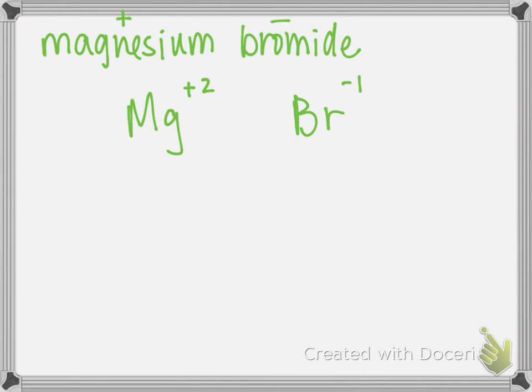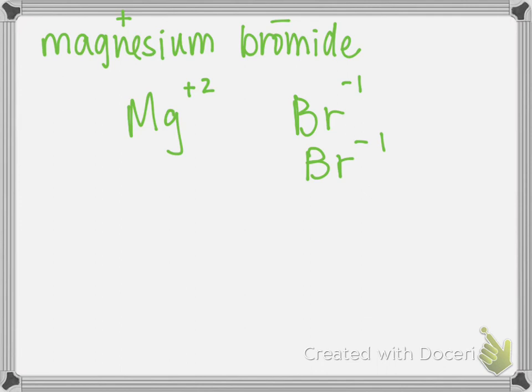How are these two going to fit together to make my overall charge be equal to 0? If I put them together just like this, Mg, Br, would my overall charge be equal to 0? No, because I have a +2 and a -1. So how can I adjust that to make it neutral? Do I need more of the positive charge or more of the negative charge? Okay, so if I add another bromine, does that make me neutral?